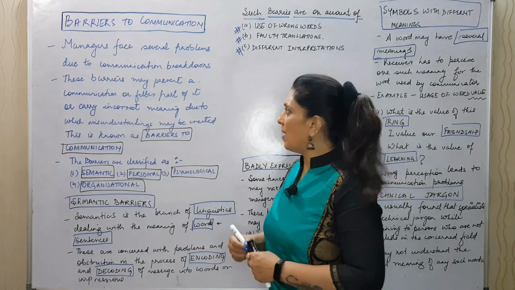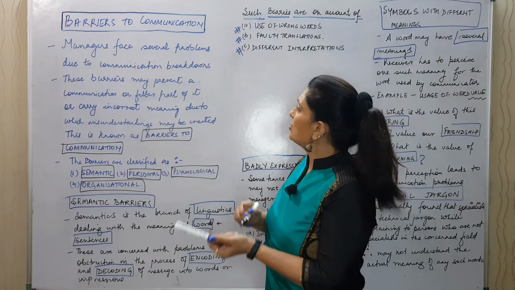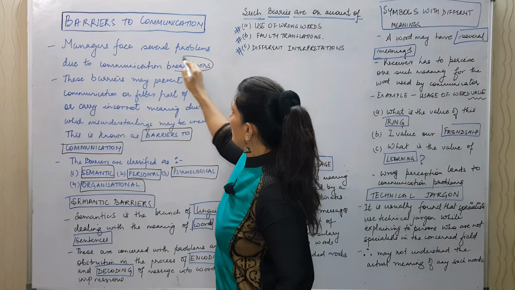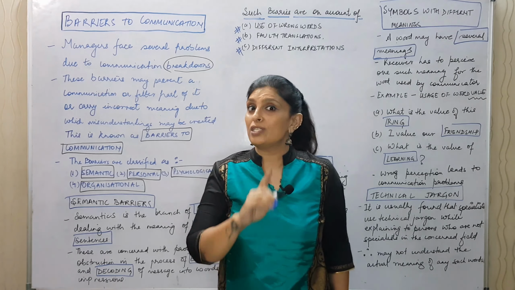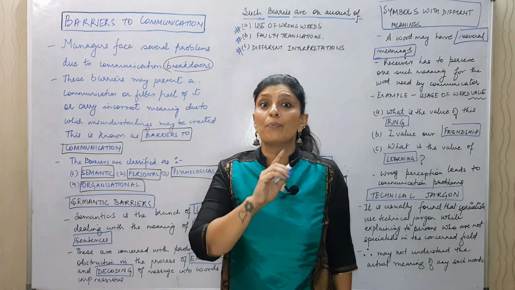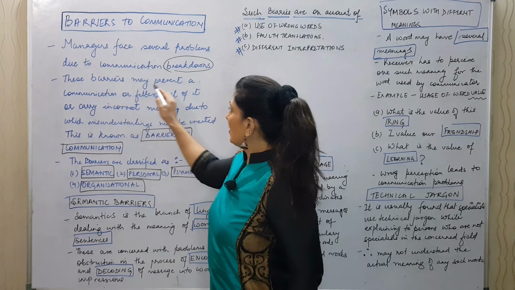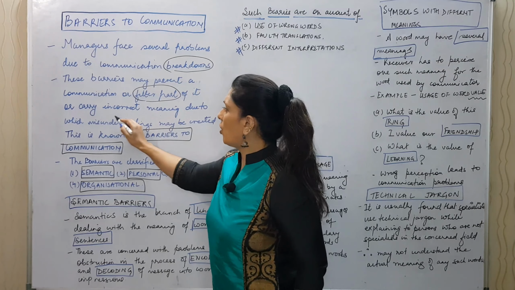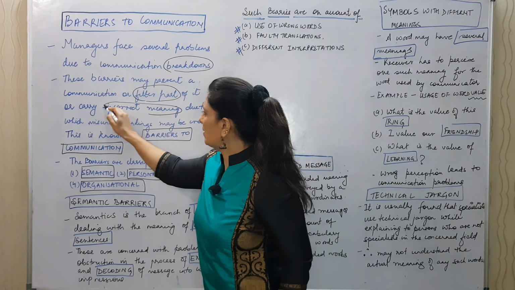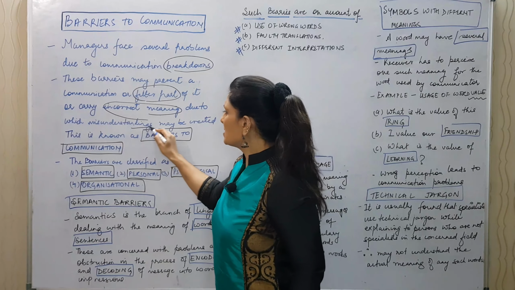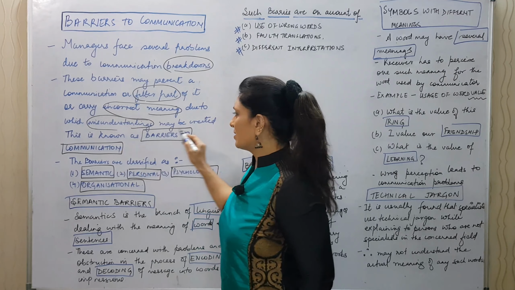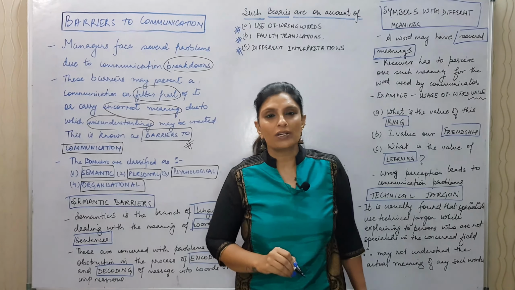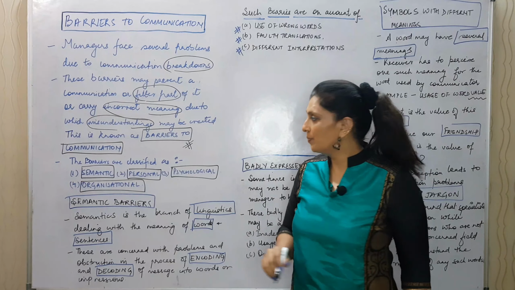So we'll start with the barriers to communication. Managers face several problems due to communication breakdown. So there are some breakdowns. Now these are not obstructions, these are not hindrances, these are breakdowns. These barriers may prevent a communication or filter a part of it or carry incorrect meaning, due to which misunderstandings may be created. This is known as barrier to communication. This is what barriers to communication are.